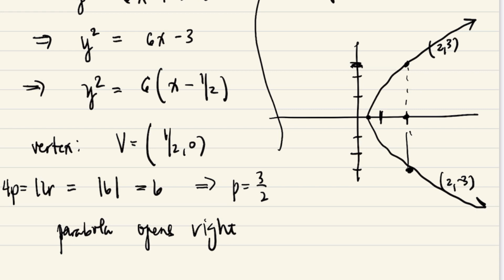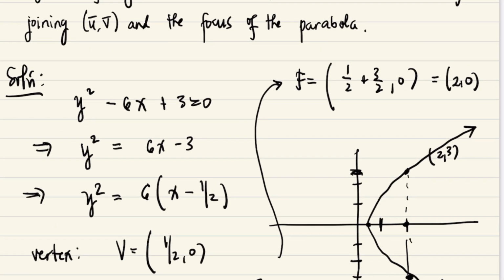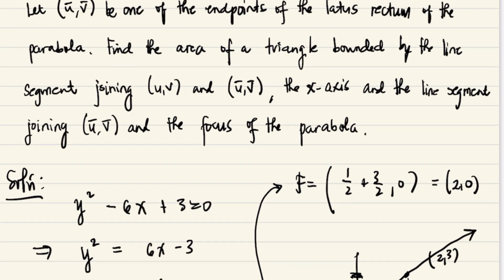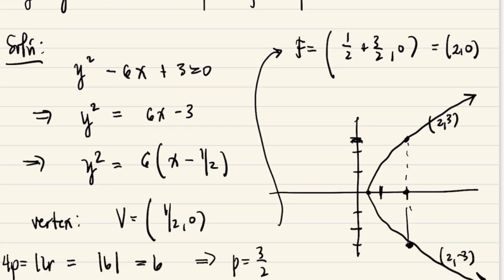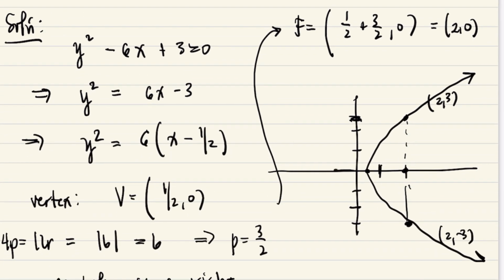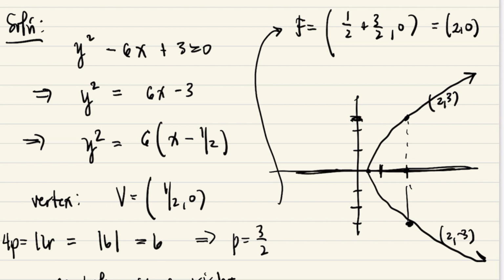But our concern here, the problem says that you should look for the area of a triangle bounded by the line segment joining UV. What is our UV again? It's the point of intersection of the directrix and the axis of symmetry. So this is actually the axis of symmetry already. This one. And we're looking for the directrix.